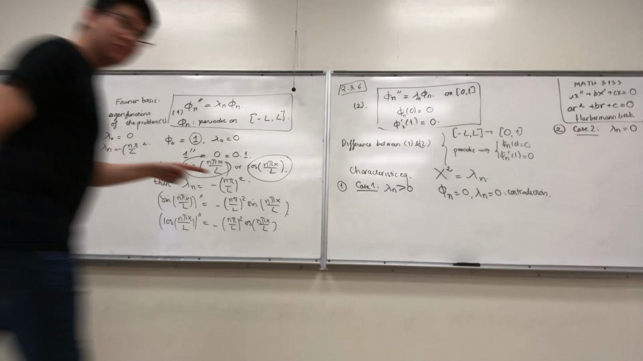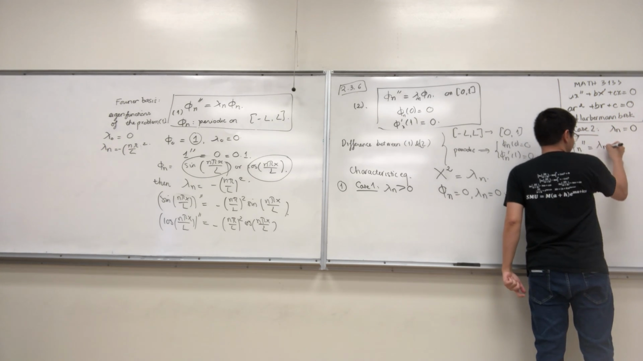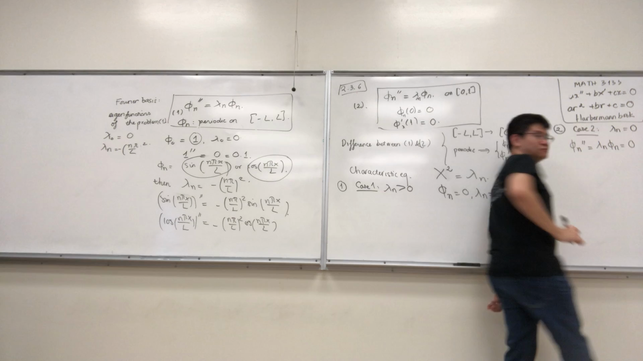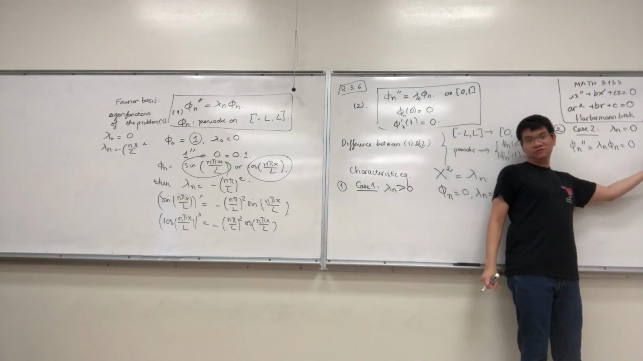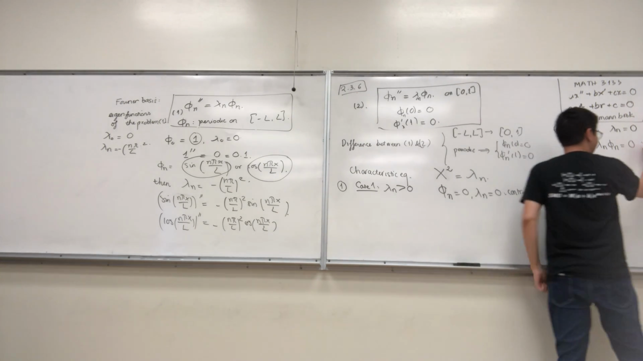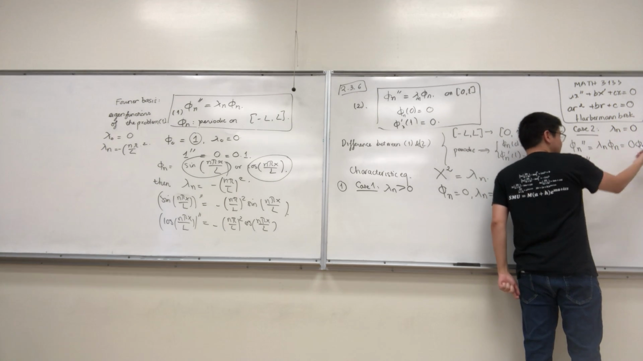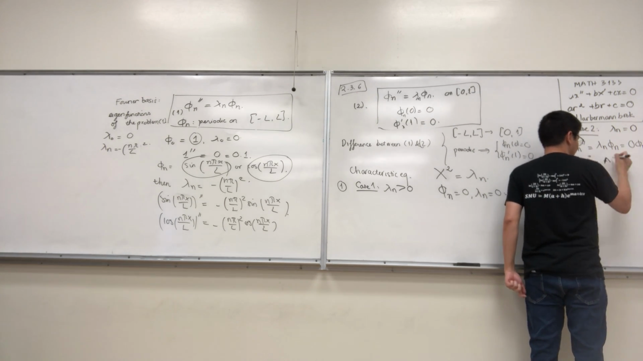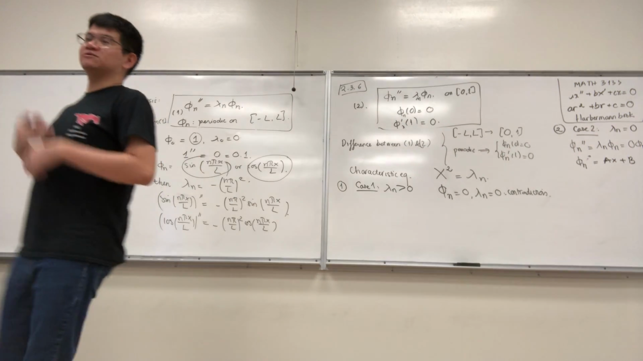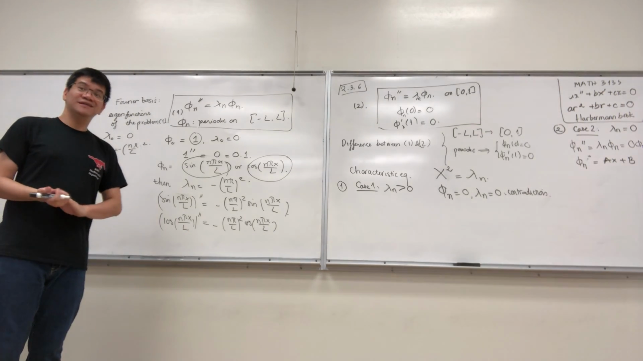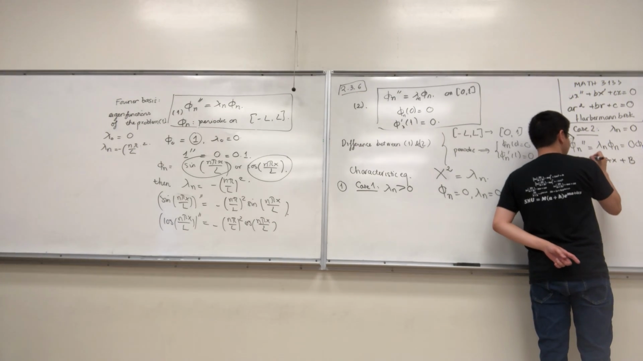So when lambda n is 0, this equation becomes lambda n phi n, and this is 0, right? When lambda n is 0, lambda n phi n is 0, because this is 0 times phi n. So phi n second is 0, meaning that phi n is ax plus b, right? This is something that we did in our very first lecture. So if the second derivative of the function is 0, it has to be a linear function, right? So phi n of x has to be ax plus b.